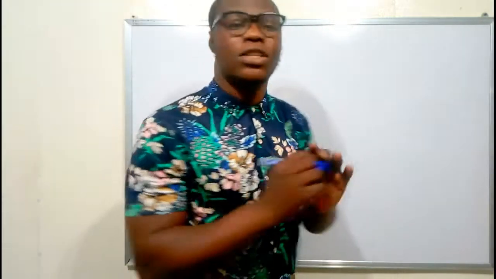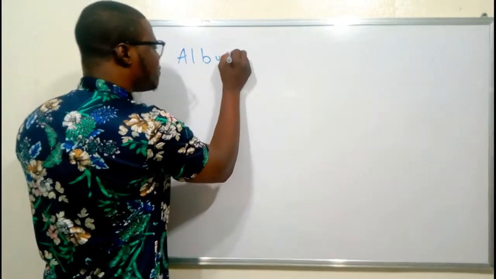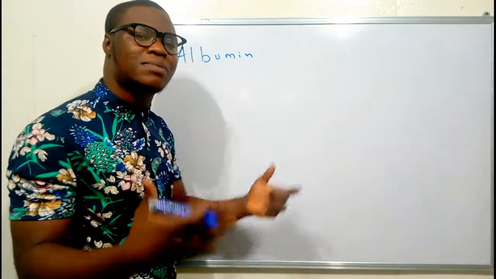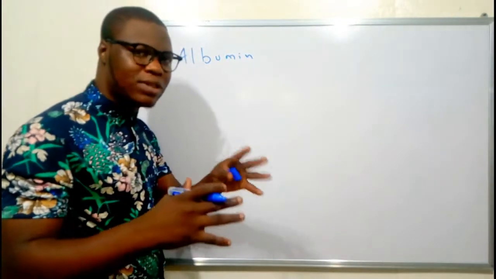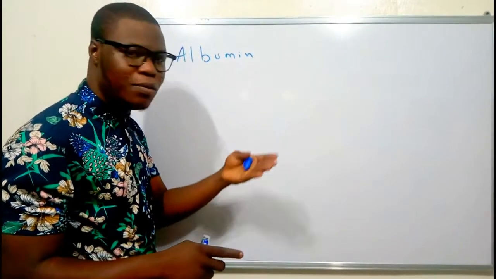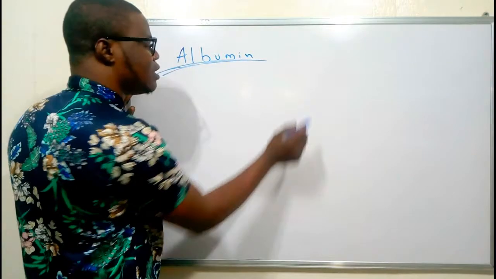Welcome back. So let's talk about albumin. What is the function of albumin? Albumin is a type of plasma protein. We know that we have majorly three plasma proteins: the albumin, the fibrinogen, and the globulin. So this albumin is where we are going to in nephrotic syndrome.